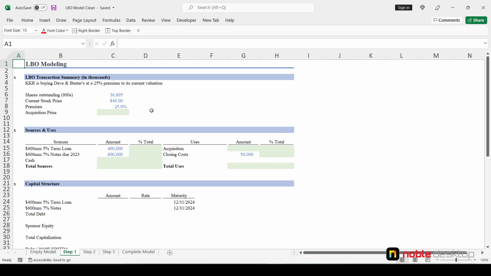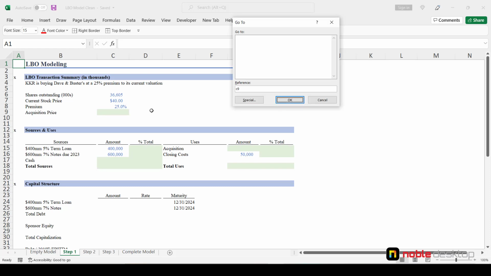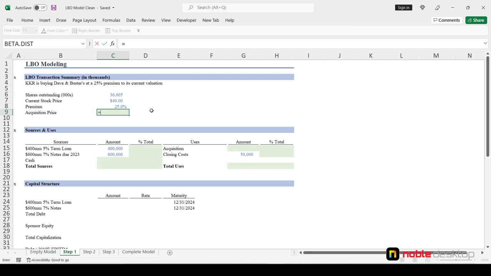I'm going to fly to C9 with the F5 function and put the formula for acquisition price here, which is basically my shares outstanding multiplied by the current stock price and multiplied by 1 plus the premium amount. Considering we have all the numbers in thousands, the actual acquisition price would be $1,830,227,000. Perfect.